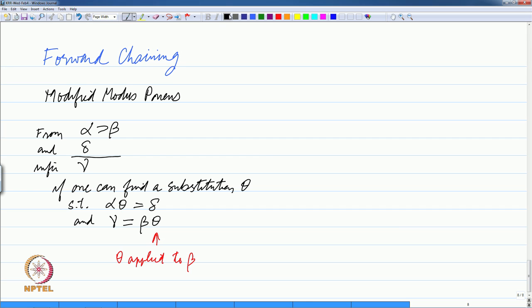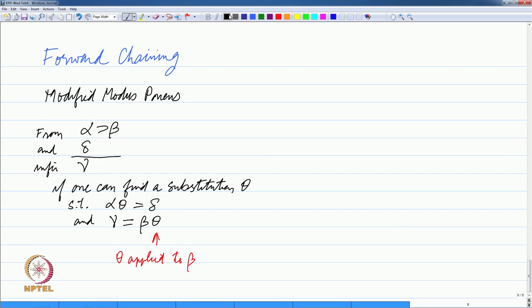So, this is a modified modus ponens rule essentially. It actually combines two steps of first order logic. One is the step of universal instantiation and the second is the step of modus ponens. It does everything in one step, but the thing is that you have to find this theta on the way essentially.